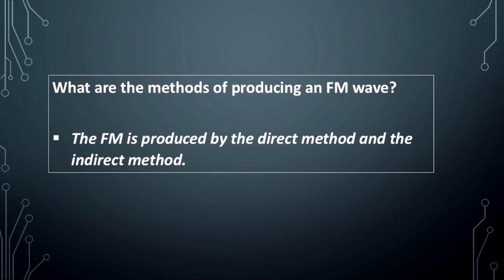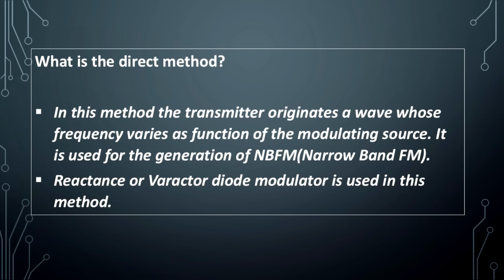What are the methods of producing an FM wave? The FM is produced by the direct method and the indirect method. What is the direct method? In this method, the transmitter originates a wave whose frequency varies as a function of the modulating source.